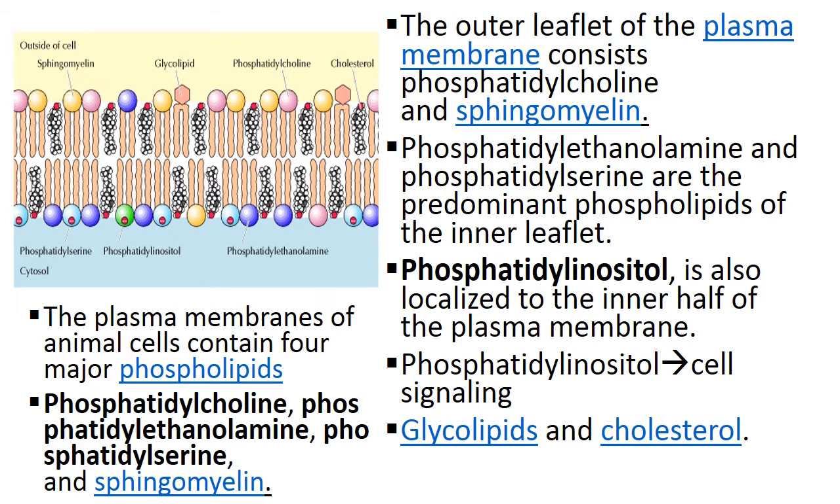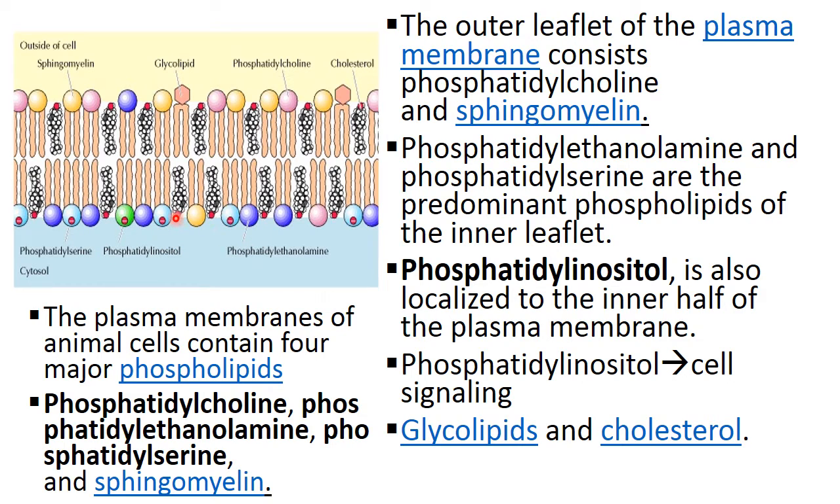What are the phospholipids present in the animal cell plasma membrane? We have to see in this slide. The plasma membrane of animal cells contains four major phospholipids: phosphatidylcholine, phosphatidylethanolamine, sphingomyelin, and phosphatidylserine. Phosphatidylcholine and sphingomyelin are present in the outer leaflet of the membrane. Phosphatidylserine and phosphatidylethanolamine are present in the inner leaflet of the cell.